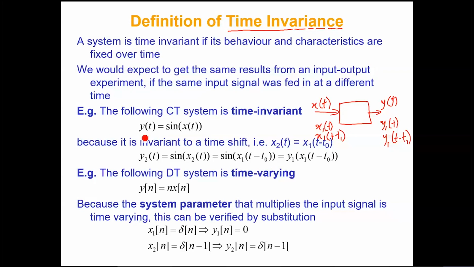So for example, if y of t, the output that you get, is basically sine of x of t, if this is the differential equation for defining your system, then if you give the shifted version of the same input, x1 of t minus t naught, the output would be sine of x1 of t minus t naught, a shifted version of your output. So this is what this means, and this is true for both continuous time and discrete time.